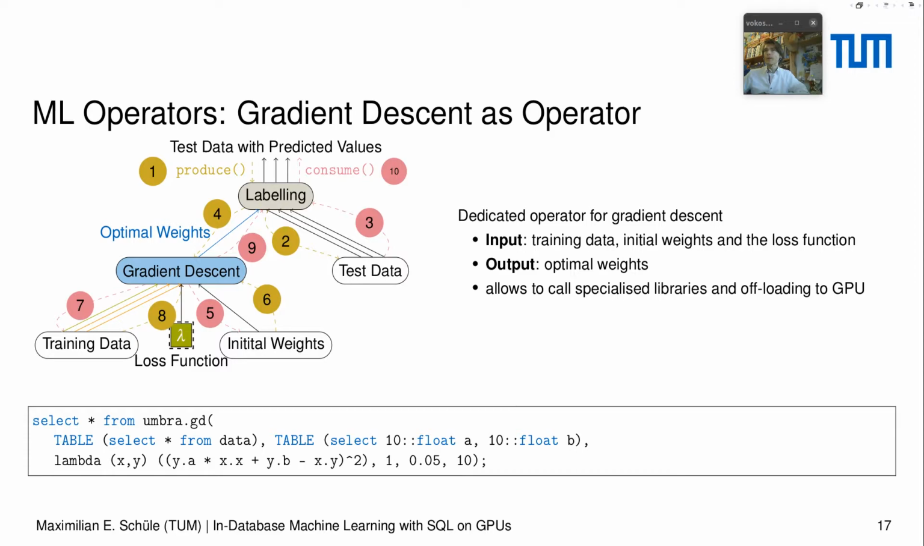So to further facilitate the usage of gradient descent and also to be able to offload it to a GPU, we present gradient descent as an operator. As an operator, we also need the lambda functions for automatic differentiation. And how does our operator look like? We need a binary operator with one input for the training data and one for the initial weights. And we also need the loss function. And afterwards, we produce the optimal weights that can be used for another operator like labeling, where we label test data. And this gradient descent operator allows us to call specialized libraries and offload to GPU.